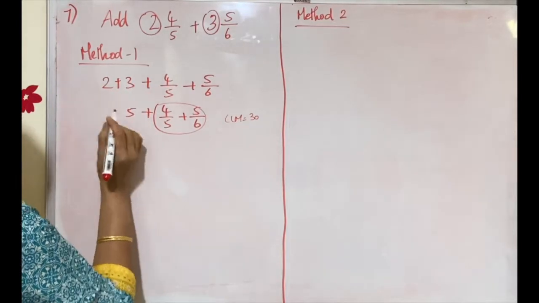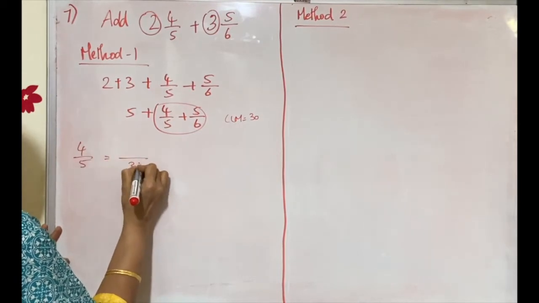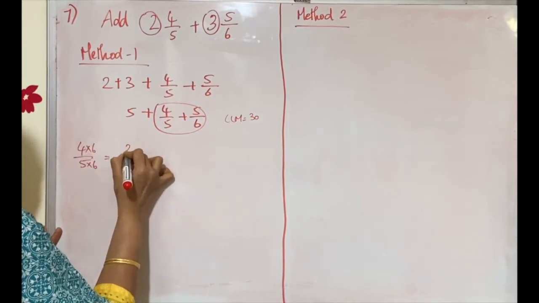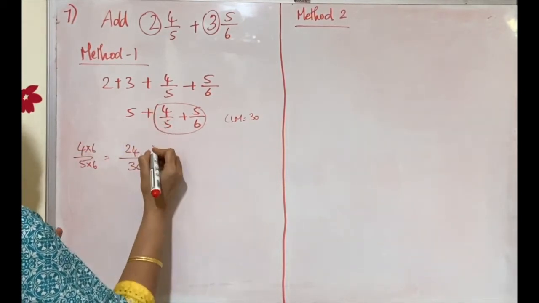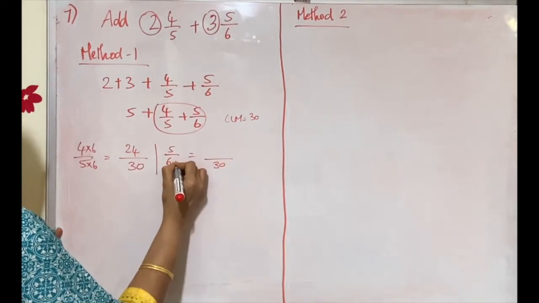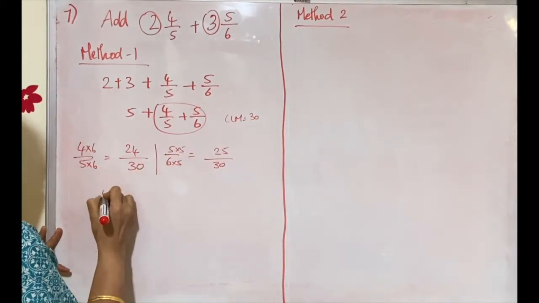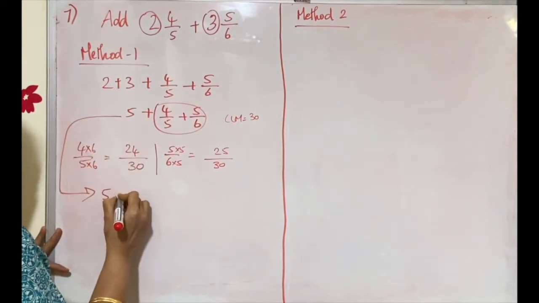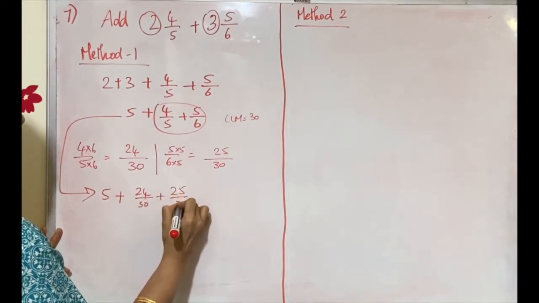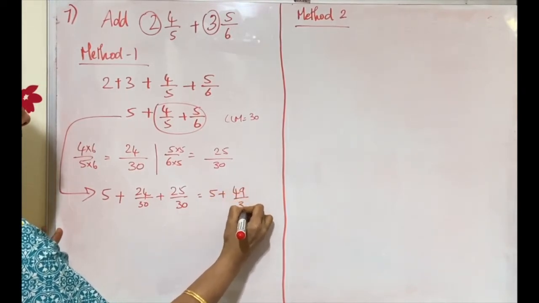I'm going to keep the 5 as it is. I'm not going to write this all the time. So 4/5, I'm going to convert into another fraction with LCM 30, multiplied by 6. Same thing on the top also. Then you have 5/6, 30 multiplied by 5, 25. So now this becomes 5 plus 24/30 plus 25/30. This is nothing but 5 plus 49/30.